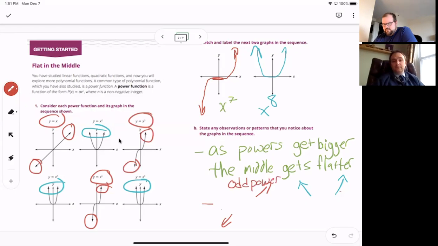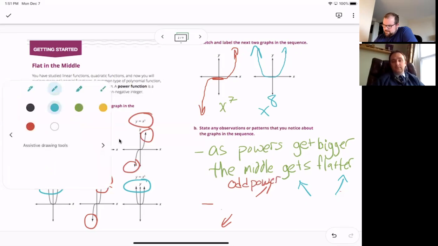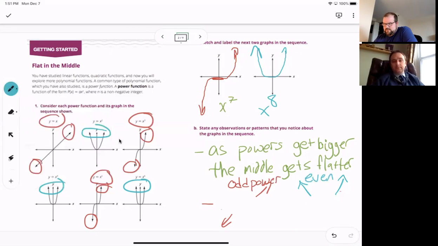2, 4, 6, and 8 are even. So odd powers look something like this. Even powers look something like this. Those are really good things to notice.